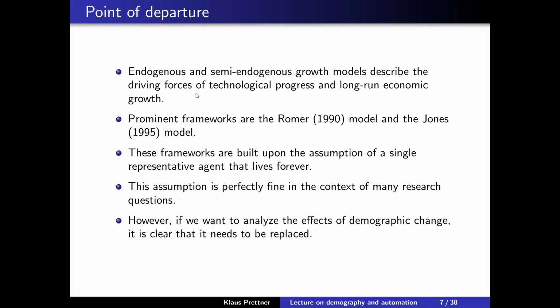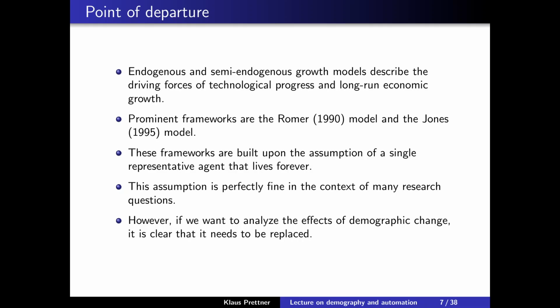Now, the point of departure is, of course, if we want to say something about long-run economic growth effects, then the starting point would be the endogenous and semi-endogenous growth literature that describes technological progress as the driving force of long-run economic growth and explains how technological progress emerges. So these are the prominent frameworks of Paul Romer, published in 1990, for which he got the Nobel Prize in 2017, or the Jones framework that got rid of some of the counterfactual predictions of the original Romer framework and was published in 1995. So that's the semi-endogenous growth framework.